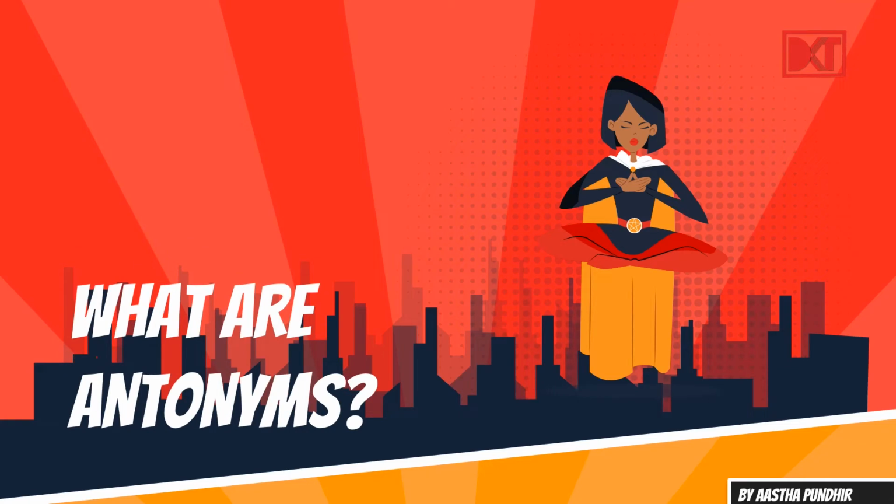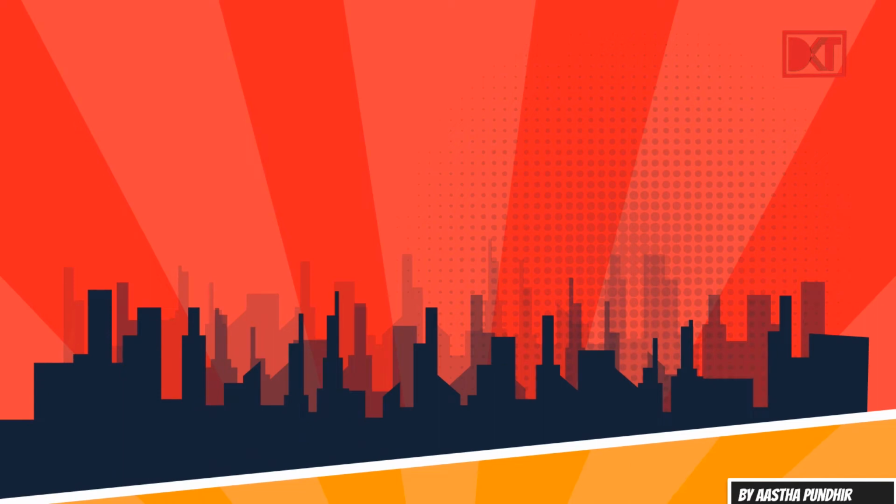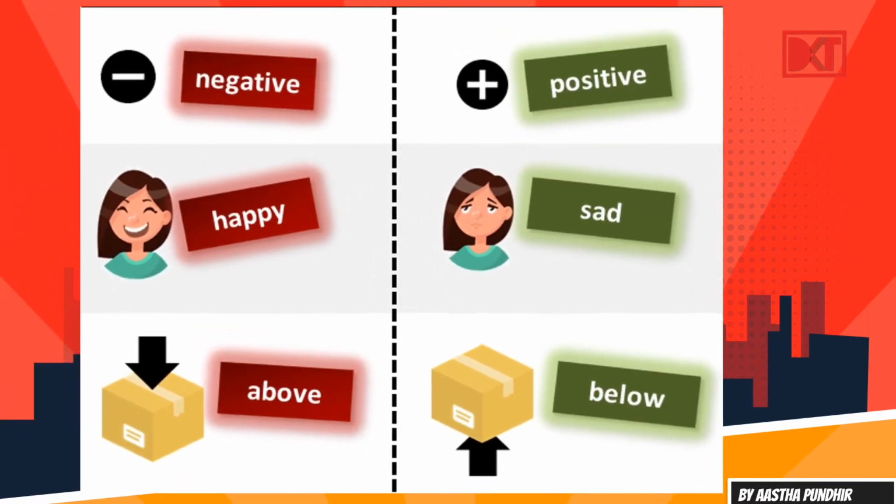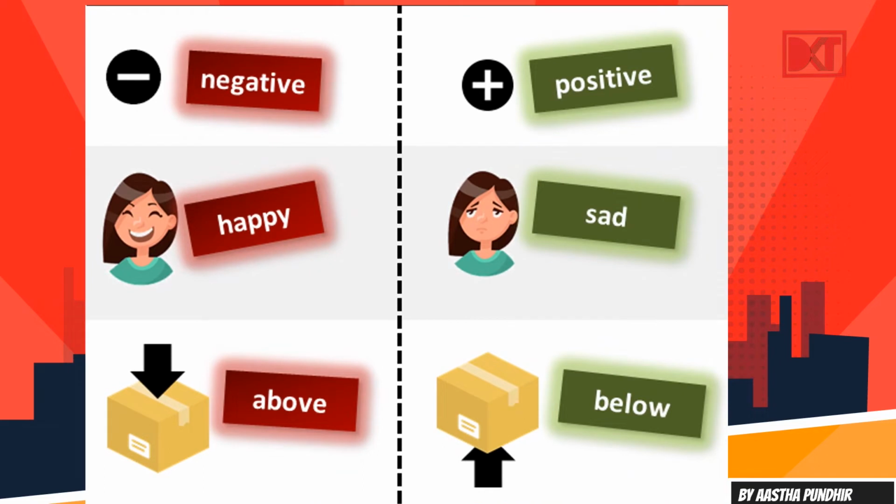So the first question that comes is, what exactly are antonyms? You see, if you remember the meaning of synonyms, what were synonyms? You should try to remember and write that down. Now synonyms were the words which had similar meanings, like happy and joyful, right? Like sad and depressed, words with similar meanings.